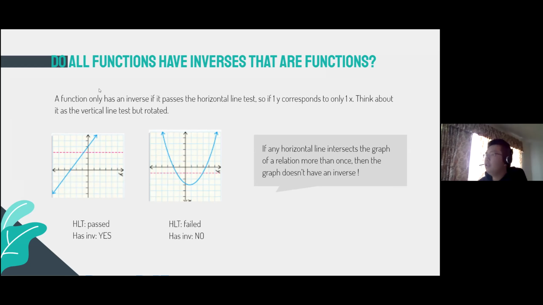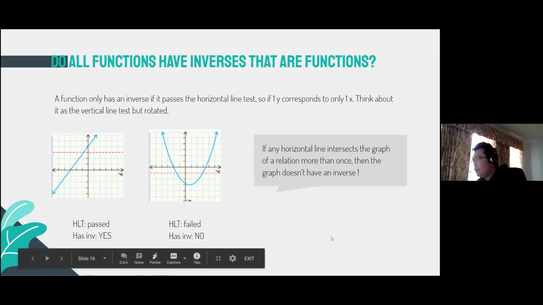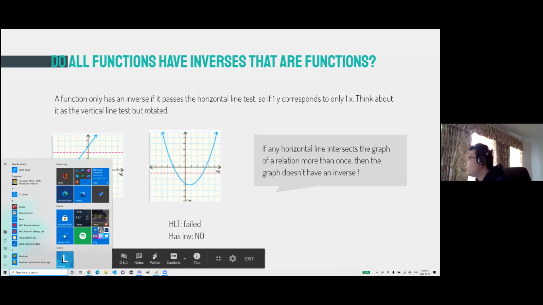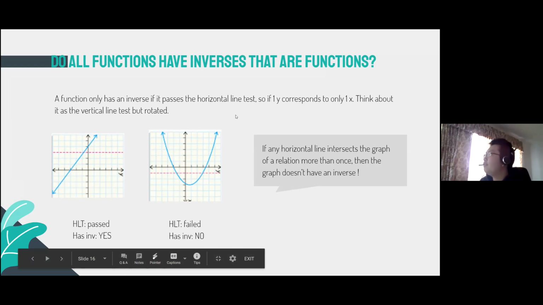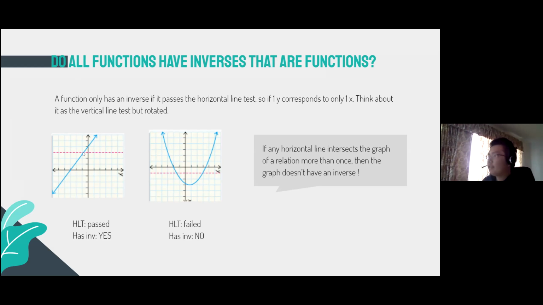So the next question that is probably normal to ask of anything is, do all inverses have functions? Do all functions have inverses that are functions, right? So what does that mean? That means, are all inverses of functions also functions? And the answer is no, right? Not all function inverses are functions. They may exist, but they're not functions, right? Because existing just means that it's a relation.